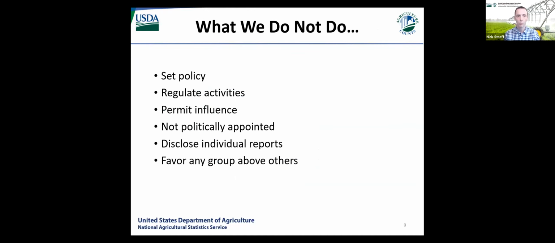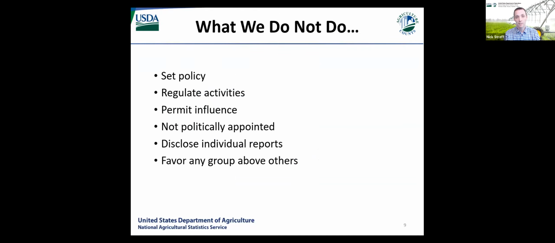But one thing I want to note is what we do not do. NASS does not set policy. We do not regulate anything. We do not have any auditors. We do not permit influence. We don't have any political appointees. Some USDA agencies do, not all of them, but some do. NASS, from our administrator all the way down to the newest person hired, we have no political appointees.